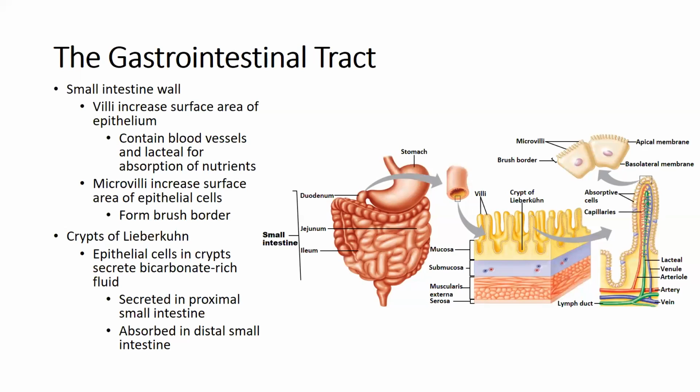Other structures we see here in the small intestines are the crypts of Lieberkühn. The crypts of Lieberkühn are pits that secrete bicarbonate fluid. This bicarbonate, again, helps to neutralize that acidic chyme from the stomach. The crypts of Lieberkühn are similar to the gastric pit, a fold in the wall of the small intestine, and within that fold we have that bicarbonate fluid. This is where a lot of the absorption takes place across the small intestine.